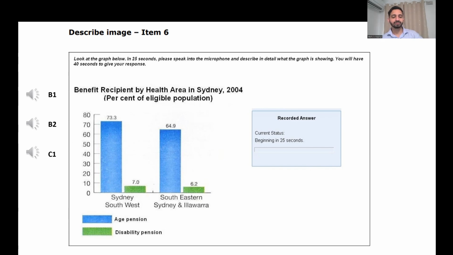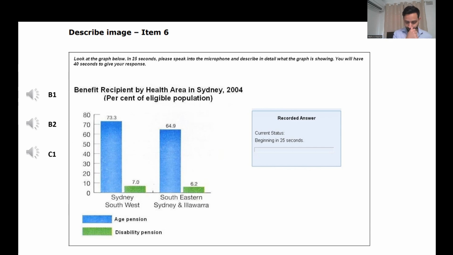So let's see the B1 response. "In 6 steps, age pension is more than Sydney Southwest and lesser than Southeastern Sydney, and disability pension is lesser than Southeastern Sydney, and it's increased in Southwest Sydney." Okay, that's a very short response. Maybe a 10-second response, I don't know, to a 15. We'll have a look. But it's quite a short response, and it didn't really make sense to me at first.